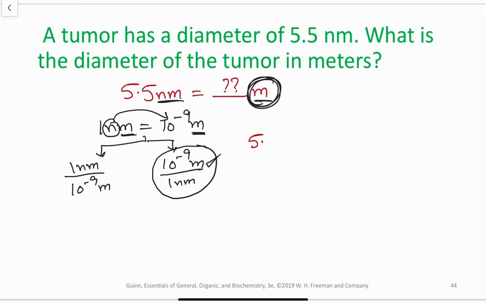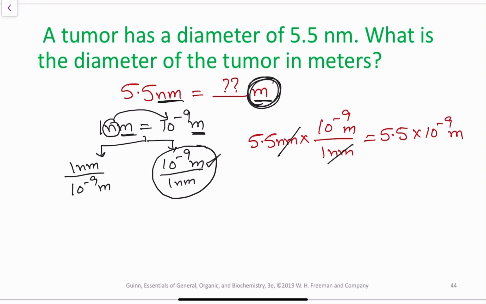So I have 5.5 nanometer over, then we have to write the conversion factor, multiply meter times 1 nanometer. So nanometer will get cancelled out, same unit up and down in divisible form, they get cancelled, and the only unit left is meter. So your final answer will be 5.5 times 10 to the power negative 9 meter.